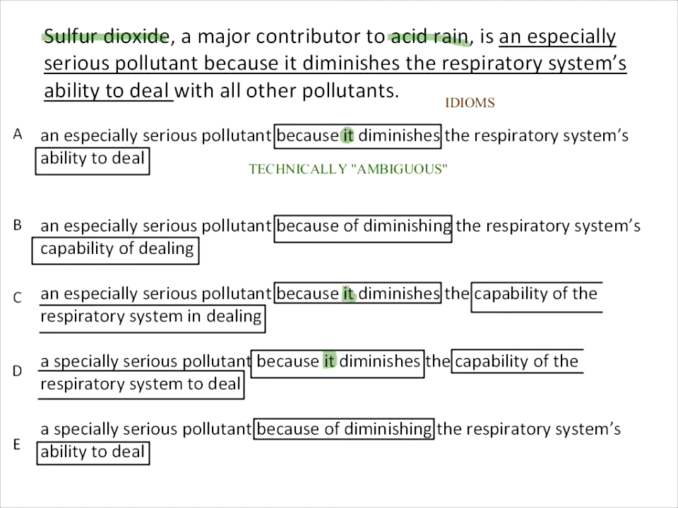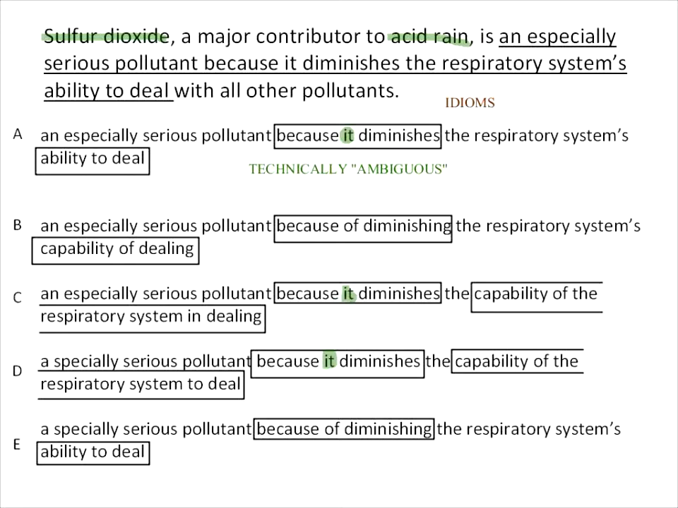Okay, in context, people go ahead and indicate in the text box, in context, what does this stand for? I mean, what is it supposed to stand for? Is it supposed to be sulfur dioxide, or is it supposed to be acid rain? Okay, so this is definitely intended to be sulfur dioxide.